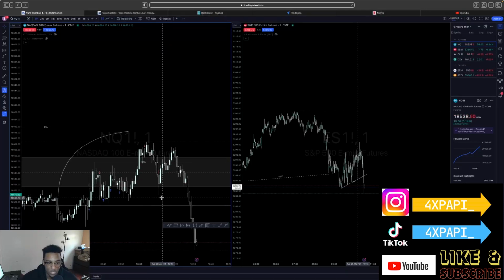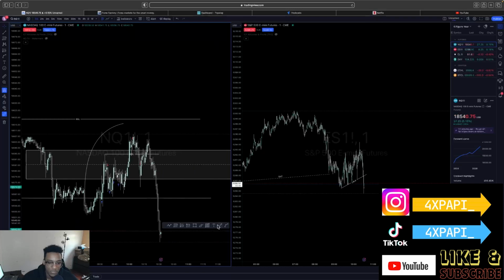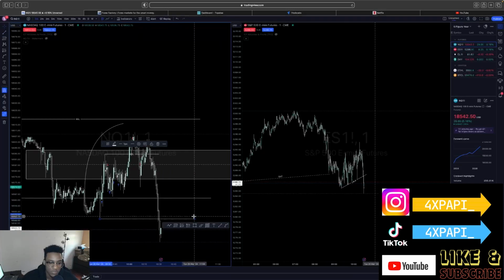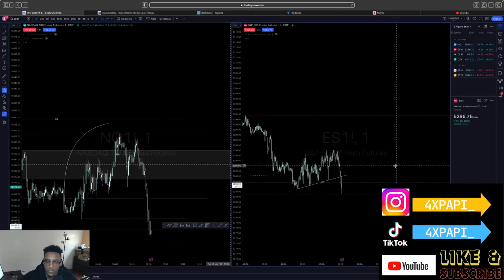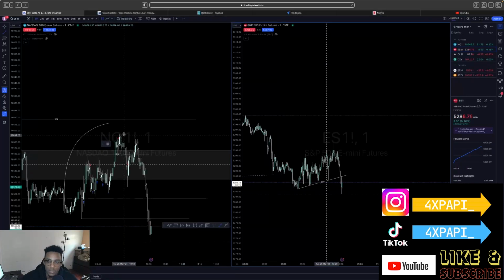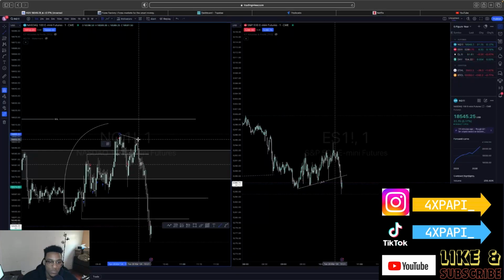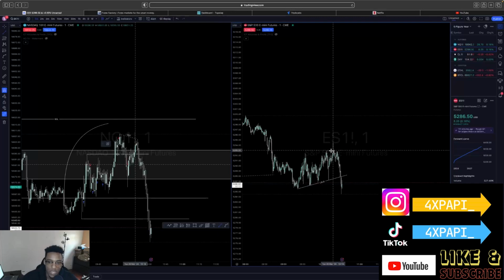So I would say that we'd have to wait for the market structure shift here to come back to sell side. And then did we at least have SMT or something? Okay, yep. So then we could see here price is making lower lows right here. And then price is making higher highs here.